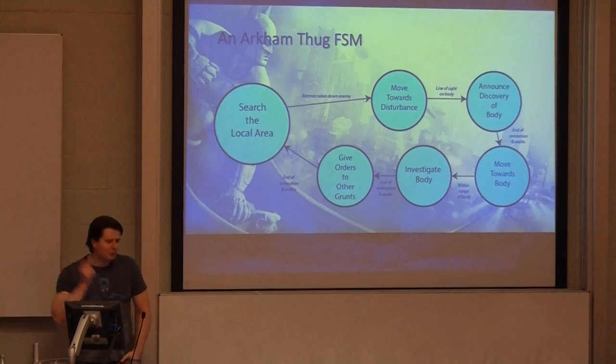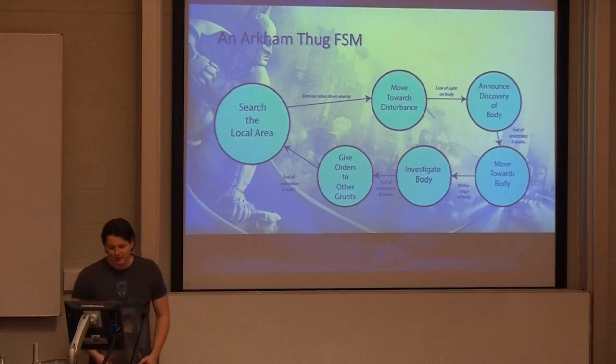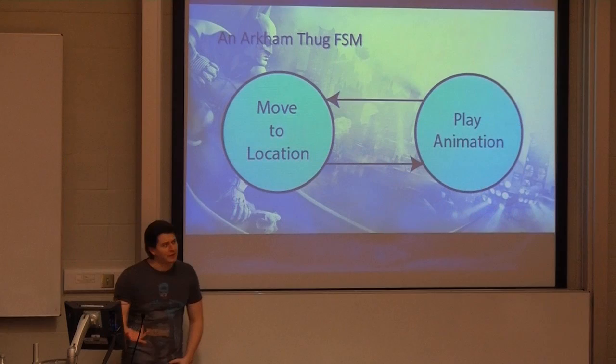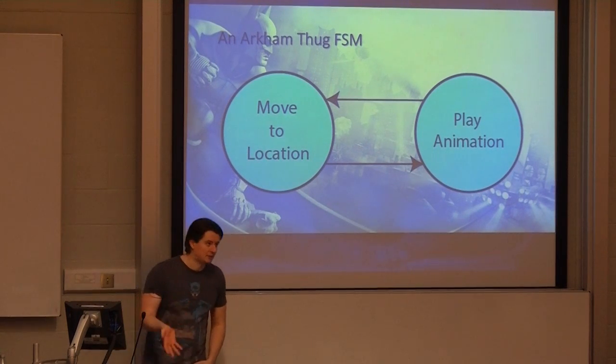And you think, well, how is that all working? It's not really that sophisticated. It actually just boils down to moving to locations and playing animations. Now, I'm not saying that that's all their finite state machines are. Their finite state machines, I would argue, are a lot more complex. But if you think about it on a more abstract level, you can have finite state machines within finite state machines. It's called a hierarchical finite state machine. Or finite state automata, sorry.